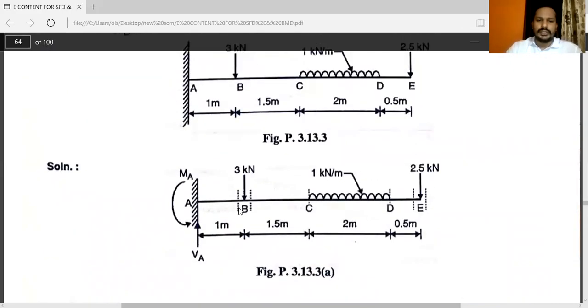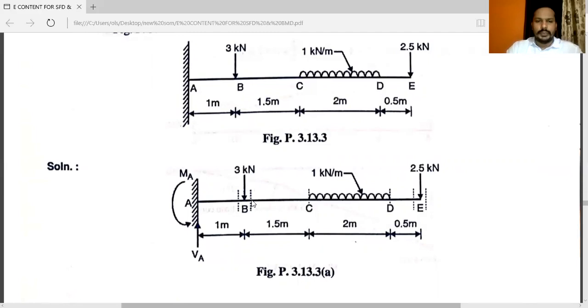At point B, just to the left, there is only one force, that is 7.5. B just to the right, you can see VA minus 3, you will get the answer at B, just to the right. C just to the left, the answer will be same. C just to the right, there is no force acting on C, so again the answer will be same.